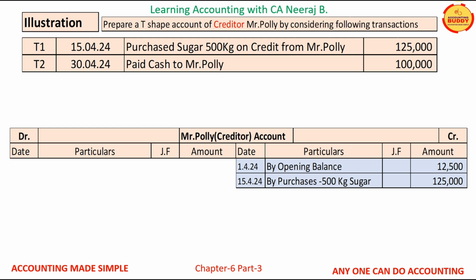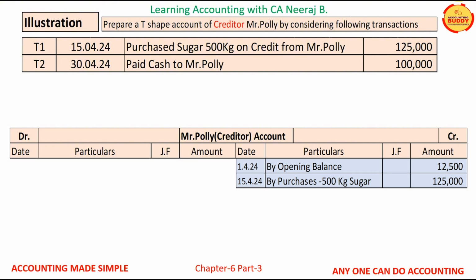Polly against an outstanding payable amount. With this payment of 100,000 to Mr. Polly, the outstanding balance of Mr. Polly will be reduced by 100,000, and thus the liability of the business will also get reduced by 100,000.